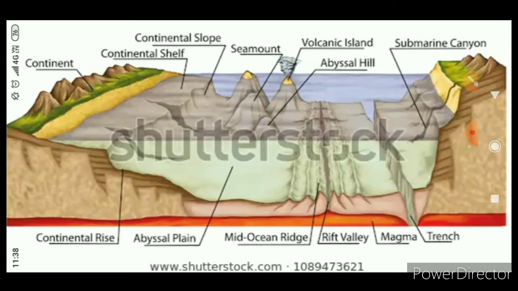Sea Mount, கடற்குன்று. In Tamil, it is called கடற்குன்று. Sea Mount is an underwater mountain formed by volcanic activity that rises hundreds or thousands of feet from the sea floor.